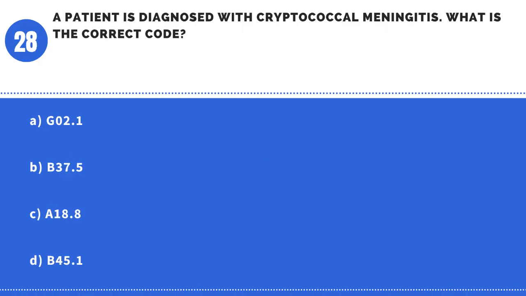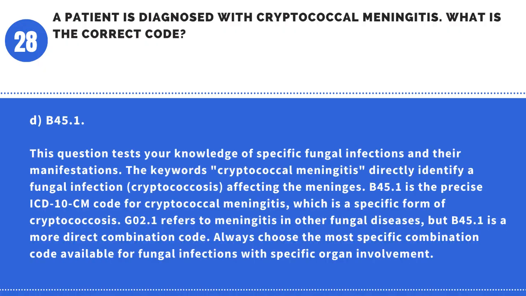Question 28. A patient is diagnosed with cryptococcal meningitis. What is the correct code? A. G02.1. B. B37.5. C. B38.8. D. B45.1. Answer D.